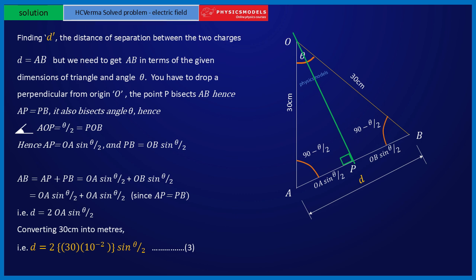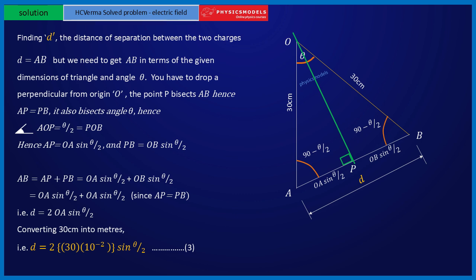We drop a perpendicular shown by a green line here, which is OP. Angle OPA is 90 degrees. Also, because it's an isosceles triangle, the angle theta at the top gets bisected into theta by 2 due to this perpendicular. Looking at the triangle OAP, we can see that the angle OAP is 90 minus theta by 2. Similarly, the angle OBP is also 90 minus theta by 2.